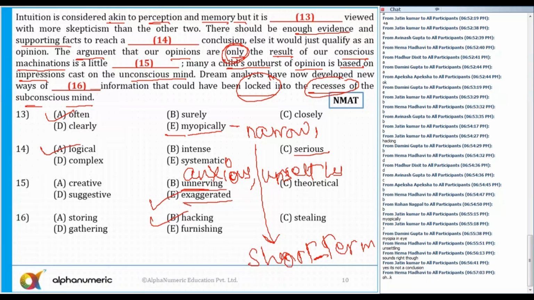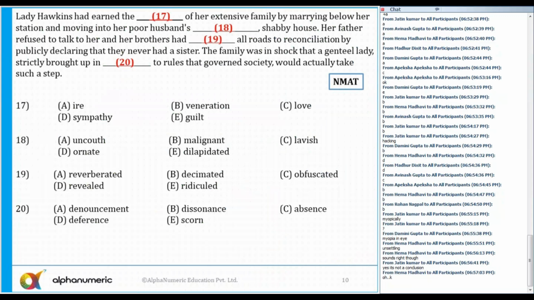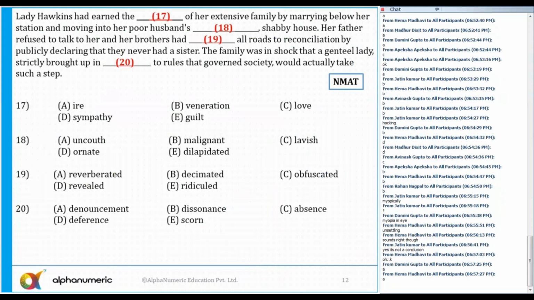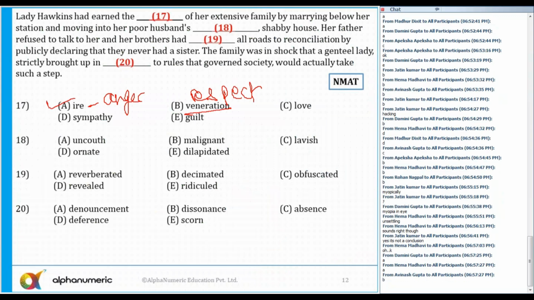Next set. Let's come to the next set then. Lady Hawkins had earned the dash of her extensive family by marrying below her station. So if she has married below her station, what will she earn? She will earn the ire. Ire means anger. Veneration toh nahi ho sakta. Veneration is respect. Okay. So she has earned the ire of her extensive family by marrying below her station and moving into her poor husband's dash shabby house.